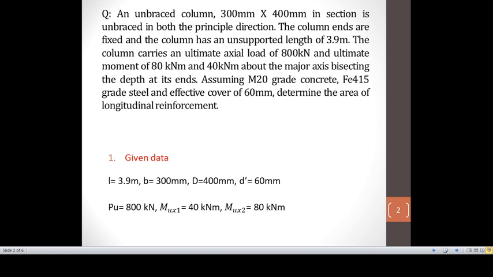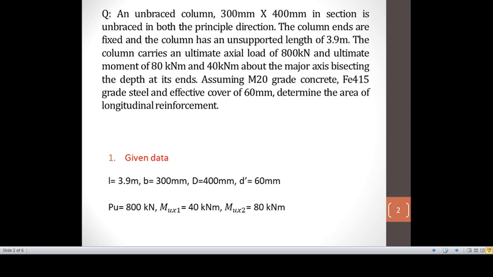So the question is, an unbraced column 300 mm by 400 mm in section is unbraced in both the principal directions. The column ends are fixed and the column has an unsupported length of 3.9 meters. The column carries an ultimate axial load of 800 kN and ultimate moments of 80 kNm and 40 kNm about the major axis, bisecting the depth at its ends. Assuming M20 grade concrete and Fe415 grade steel and effective cover of 60 mm, determine the area of longitudinal reinforcement.